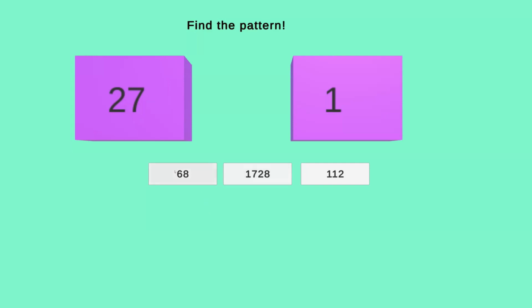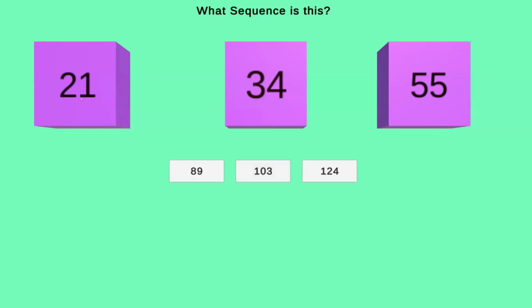But if I click the wrong one, for example, 68, what happens is you go to this red scene where the player will learn that they're wrong, and you can go to the next question. So for these cubes and these buttons, I use the UI feature and TextMesh Pro.